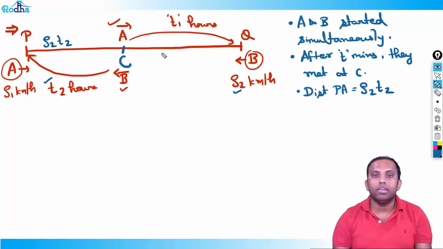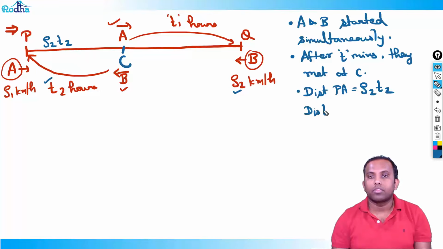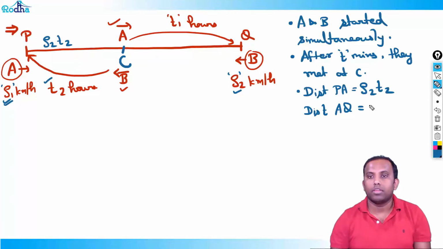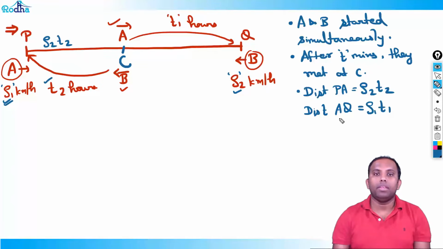Similarly, this distance AQ is covered by A in T1 hours and the speed of A is S1 kilometer per hour. So what is distance? Speed into time, S1 into T1.